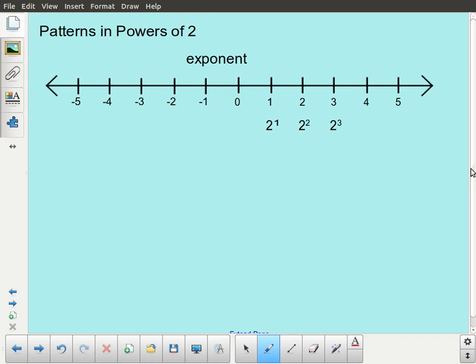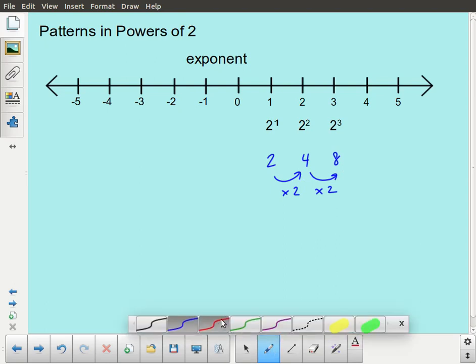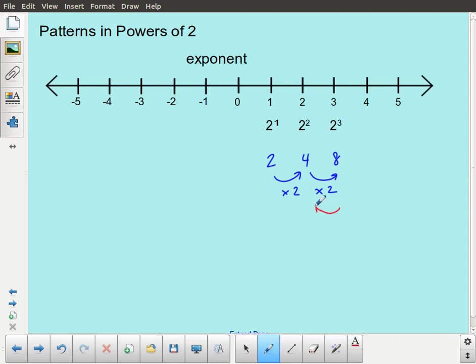All right, let's take a look at some ideas about patterns. We just said anything raised to the 1 is that thing. So 2 to the 1 is equal to 2. 2 squared would be 2 times 2, that's equal to 4. 2 cubed is 2 times 2 times 2, which is equal to 8. Each time I move up, I'm multiplying by 2. You could also start at 8, and moving down is divide by 2.